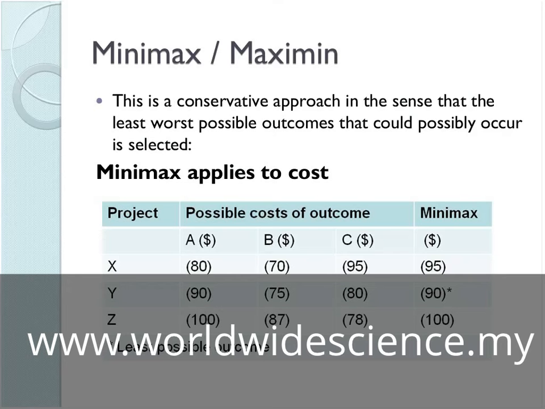In this kind of conservative approach, we use the criteria called minimax and maximum. What is likely? Let's see. This is a conservative approach in the sense that it selects the least worst possible outcome that could occur. This is very easy.